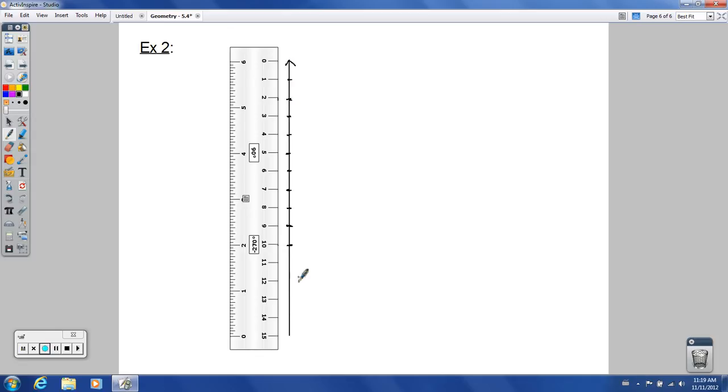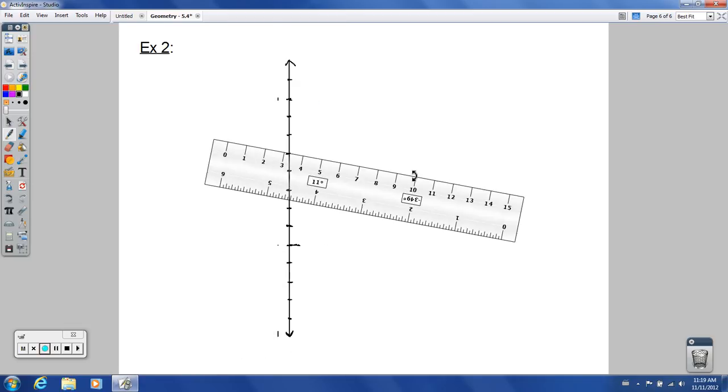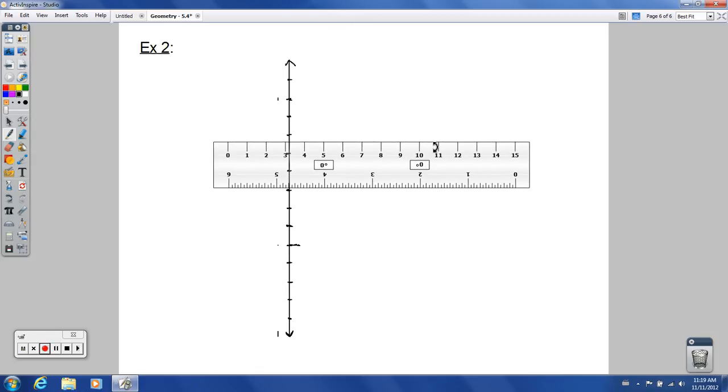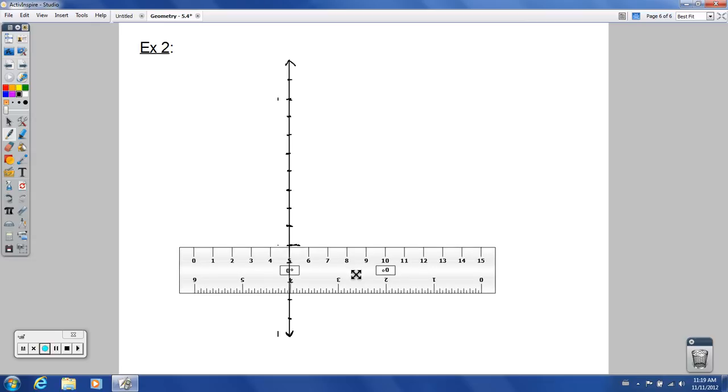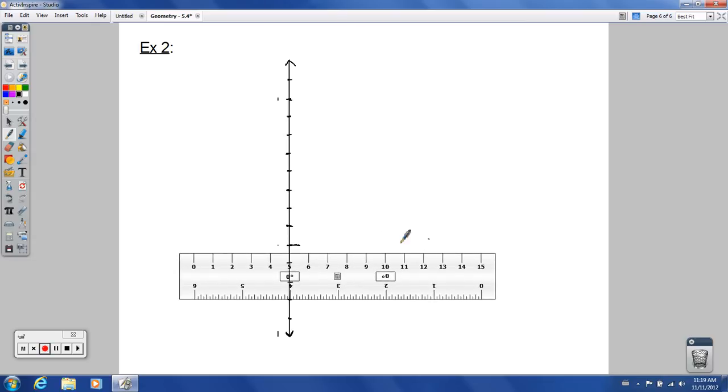Okay, so this would be going up. This would be going down. And this is going to be my axis. So I'm going to make that a little bigger here. And now I'm going to rotate this around. I'm going to get it back to 0 degrees. There we go. And I'm going to do the same sort of thing here. But now 10 this way, positive direction, 5 this way in the negative direction.